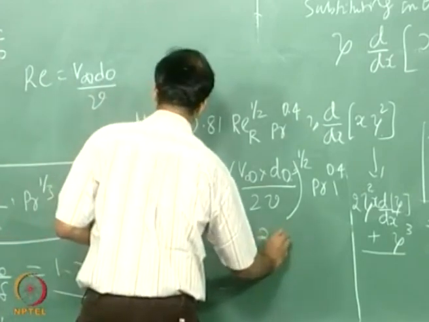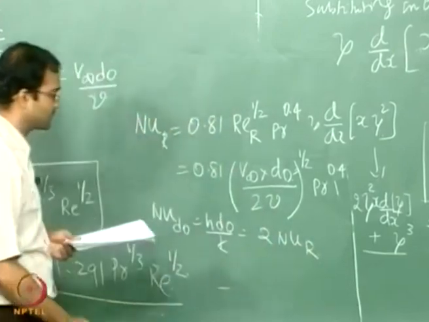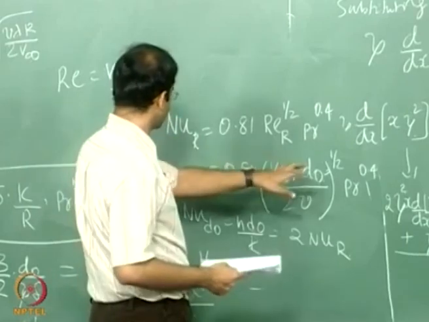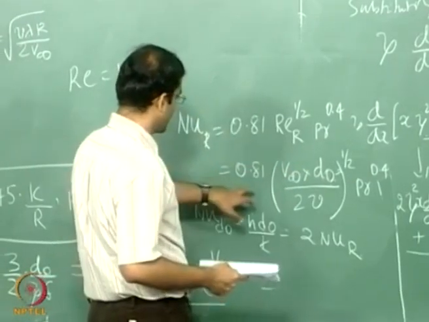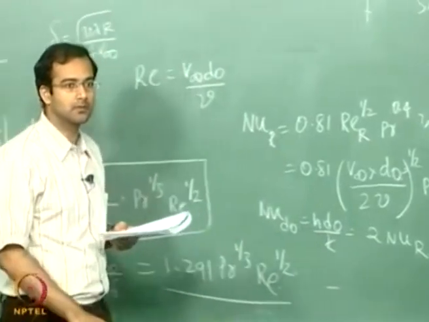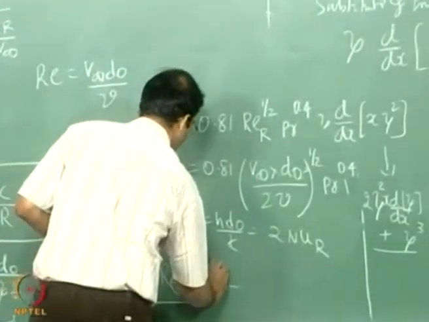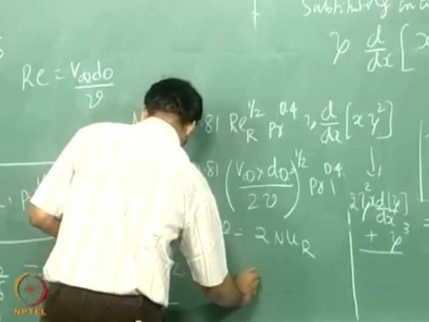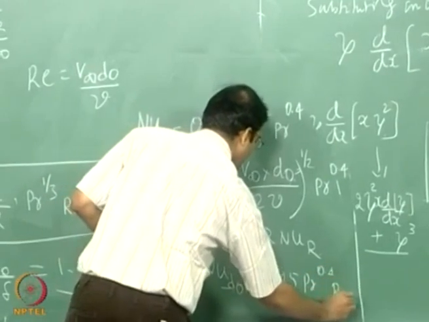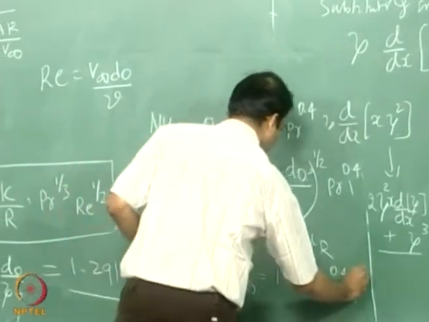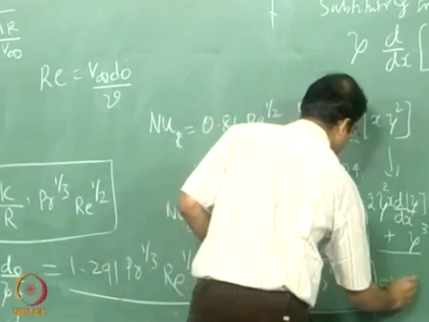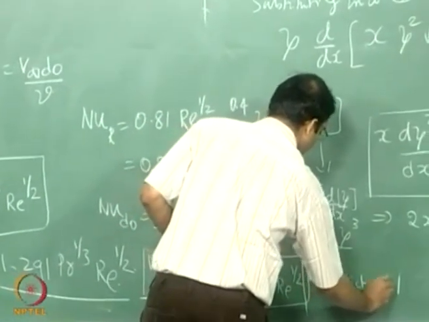which is nothing but twice of Nu_r. So if you multiply by 2, this will be nothing but your Nu d naught, and on this side you will have a factor of 2 into 0.81 divided by square root of 2. So this will give you Nu d naught as 1.145 Prandtl number 0.4 Re based on your diameter power half. So this is your exact solution from the Falkner-Skan similarity solution.